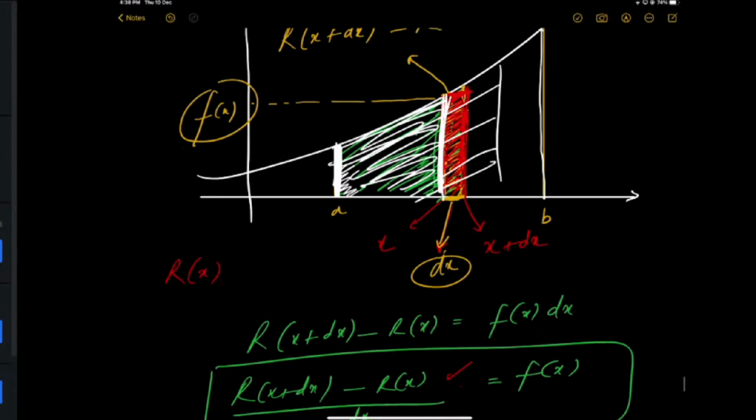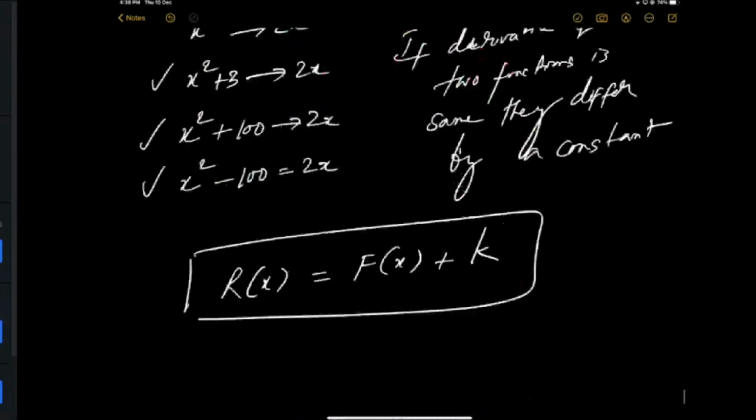So what is R of a? 0, right? If I put x is equal to a here, I'll get R of a equals F of a plus k. But R of a is 0, right? Because area between a and a is a coincident line, so it is 0. That means I got the value of k.